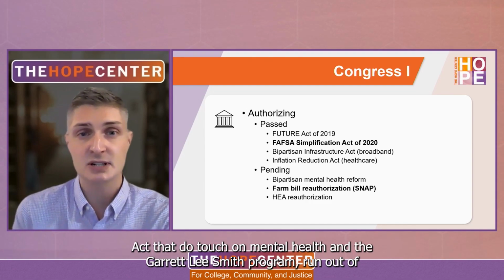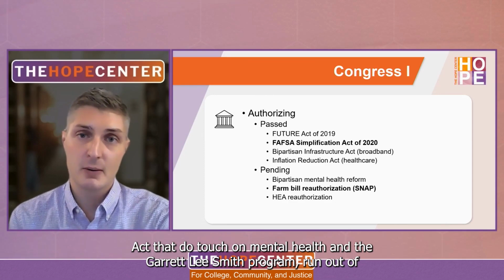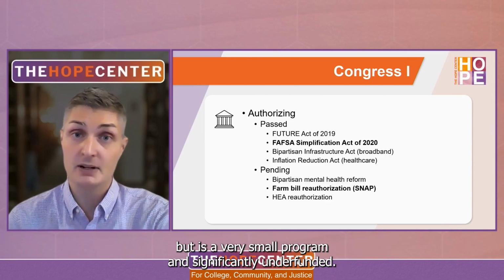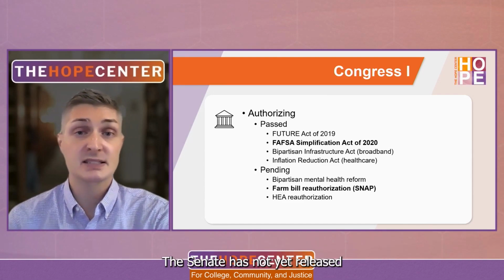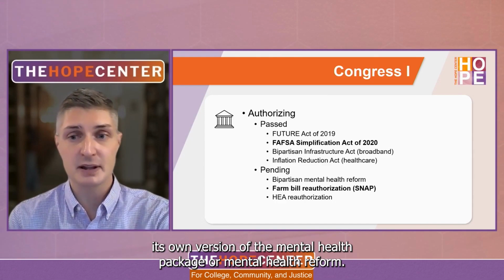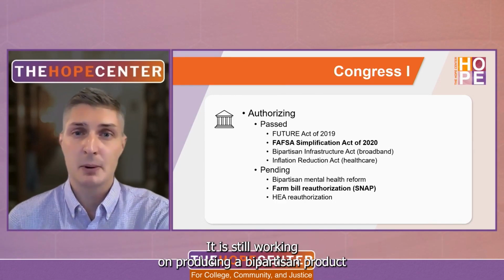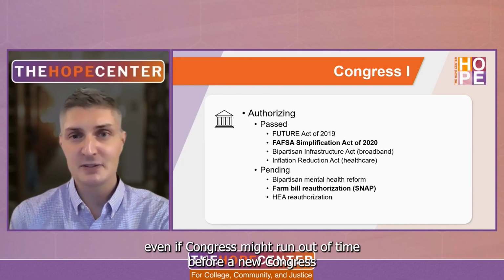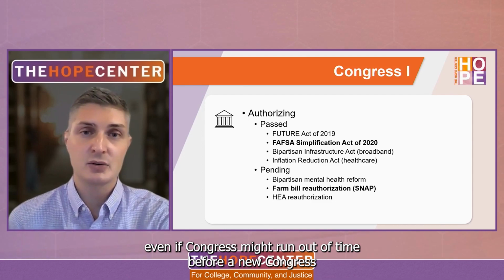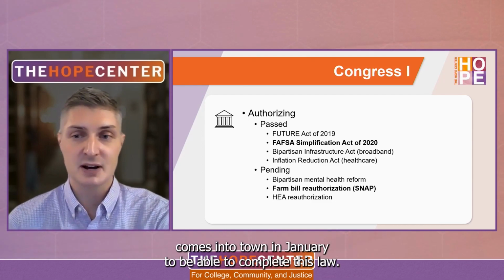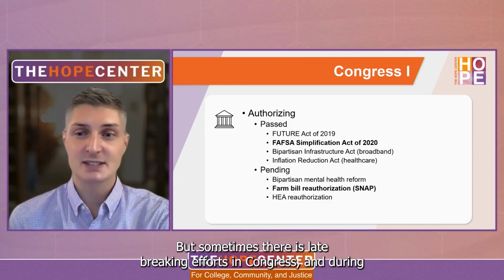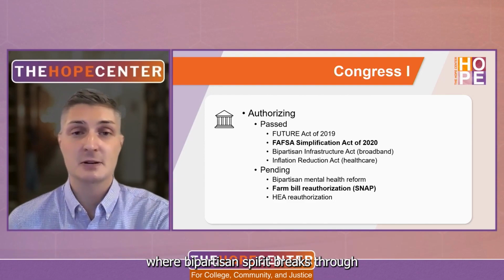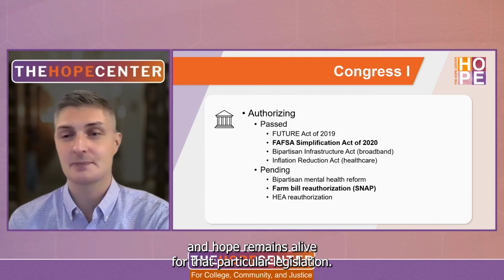There are some provisions in the Higher Education Act that do touch student mental health, and the Garrett Lee Smith program run out of HHS is the only federal investment in college students' mental health, but is a very small program and significantly underfunded. The Senate has not yet released its own version of the mental health package or mental health reform. It is still working on producing a bipartisan product, and we are hoping there might be something released this fall that reflects a bipartisan commitment, even if Congress might run out of time before a new Congress comes into town in January to be able to complete this law. But sometimes there are late-breaking efforts in Congress during the so-called lame duck period between an election and a new Congress, where bipartisan spirit breaks through and hope remains alive for that particular legislation.